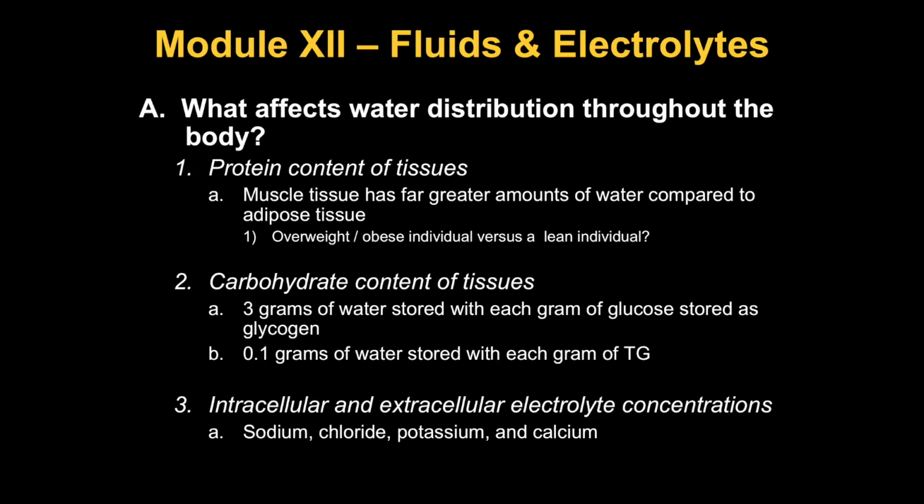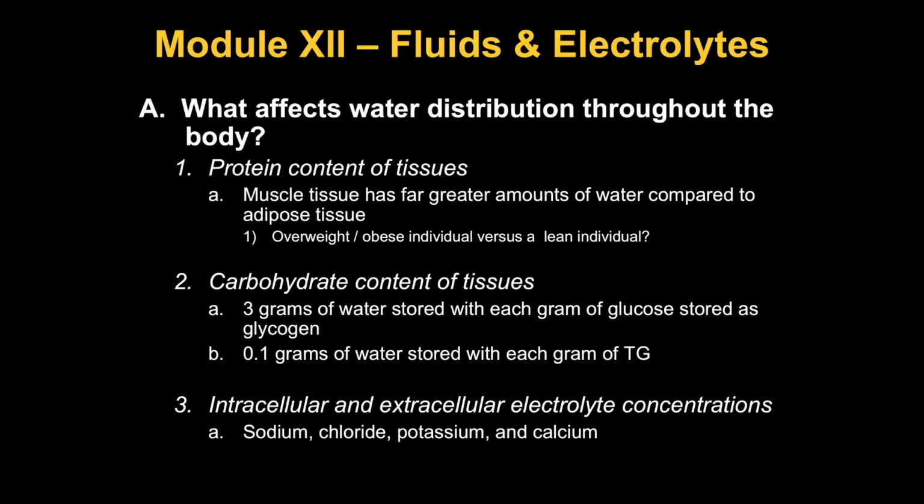Carbohydrate content of tissues also makes a difference. If you recall from the carbohydrates lecture, about 3 grams of water are going to be stored with each gram of glucose as glycogen. So there's a lot of water being stored with that carbohydrate. Whereas if we look at each gram of triglyceride, we're only storing about 0.1 gram of water there. So carbohydrate and, to a limited extent, fat is going to affect how much water is being stored in a tissue. Intracellular and extracellular electrolyte concentrations, which is what most people think of when they're thinking about osmolarity, is also a huge player here.